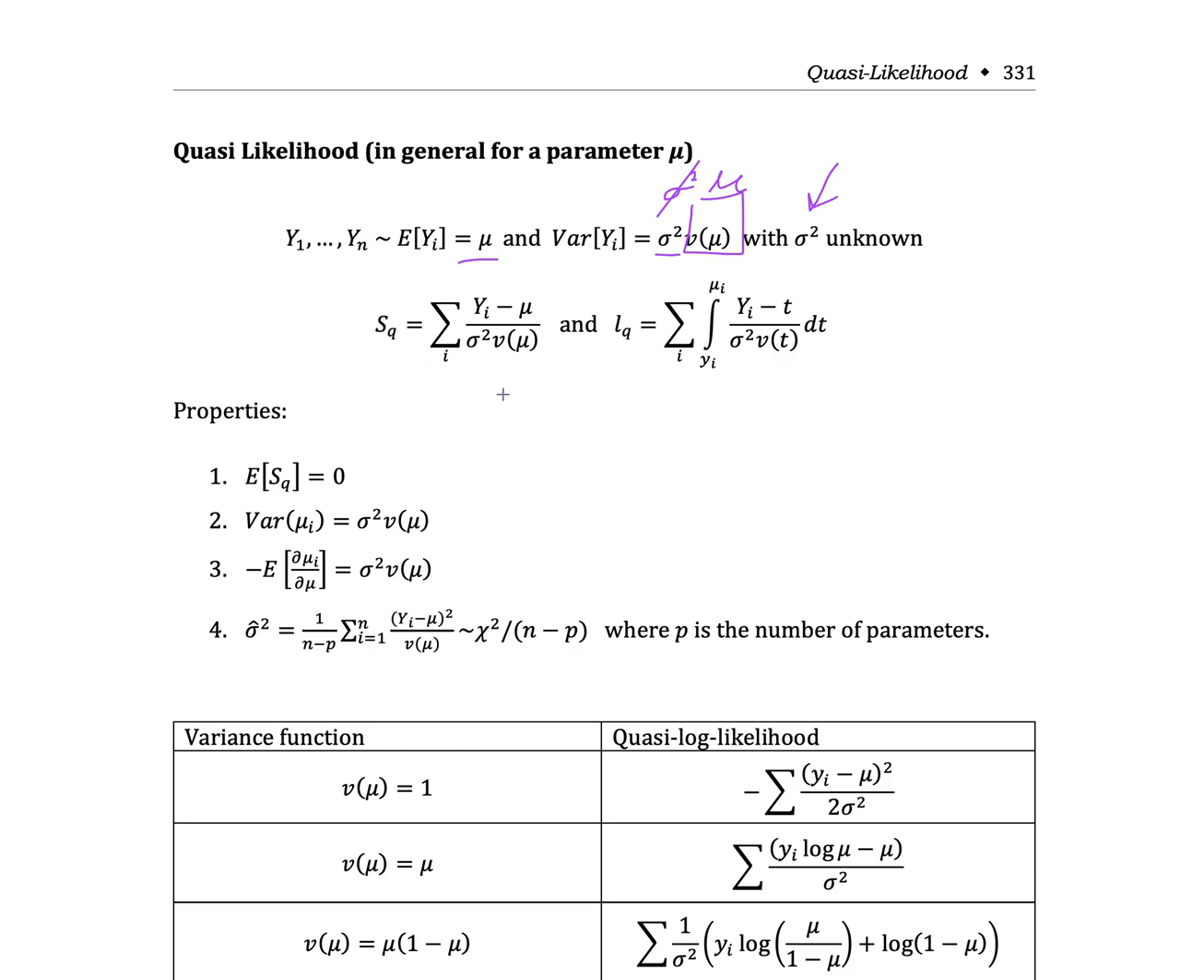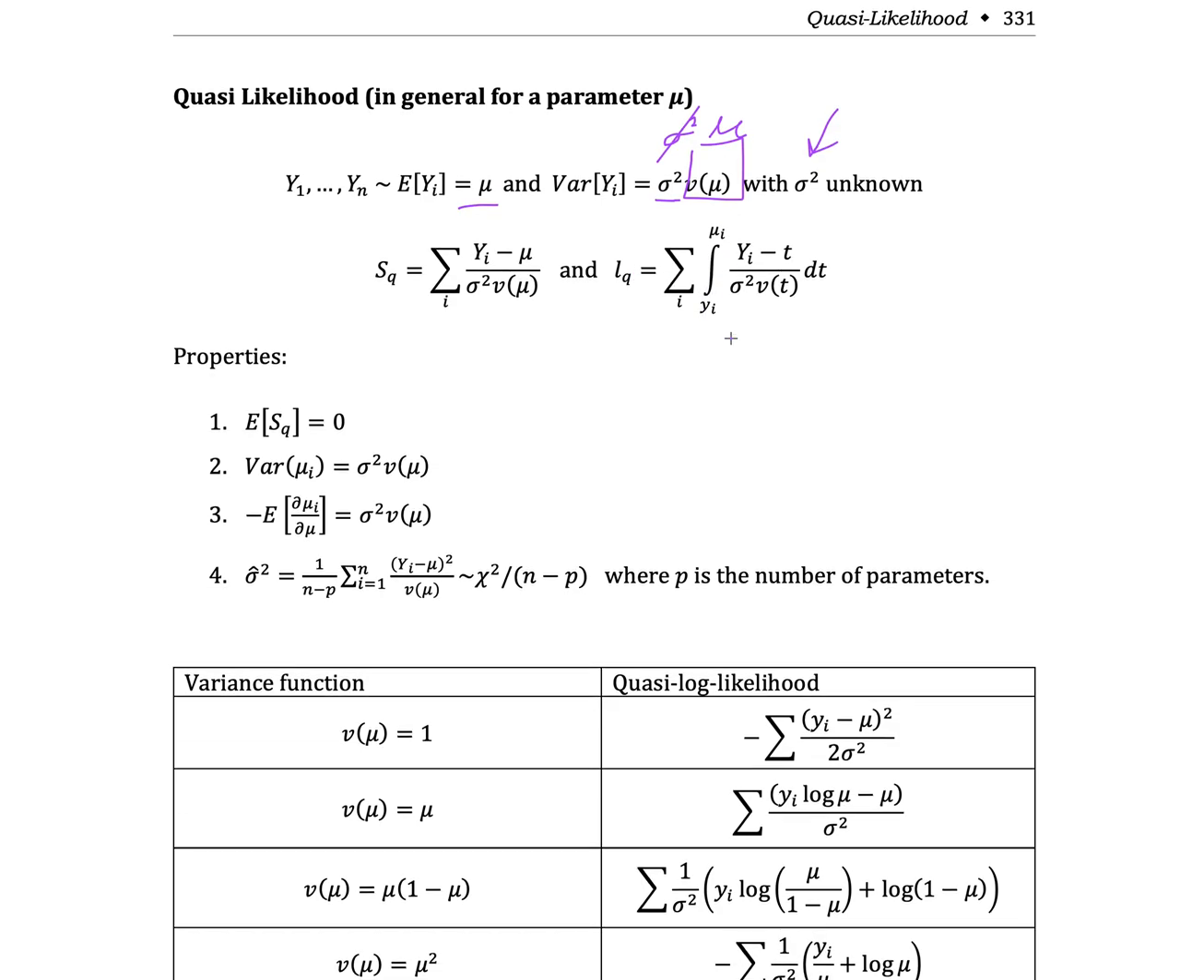So you write down the score function. It's easy to write in a general form, and the log likelihood then is the integral of that thing. Some properties: the expected value of the score function is 0. The variance is sigma squared times this thing. The expected value of the derivative of the mean, so this is like the second derivative, is equal to that variance. And you can always estimate the over dispersion parameter like this. This is just a regular chi-square estimator of the over dispersion. We take n minus the number of parameters that you have, and you have y minus its mean squared over its variance, like a standardized variable squared, which would be roughly normal. Squared is going to be chi-square. That's kind of the idea.